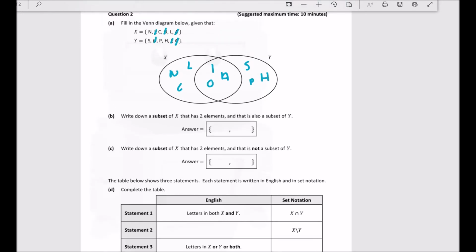And next it says, write down a subset of X that has two elements and that is also a subset of Y. Okay, well, a subset of X, so this would be elements that are in X. So that could be any of these elements, N, L, C, O, I, A. But it also has to be a subset of Y. So I can pick any one of I, O, or A. So whichever one you want, I'll go I and O. And then it says write down a subset of X that has two elements that is not a subset of Y. So it can be any one of N, C, L. There we go. N and C.